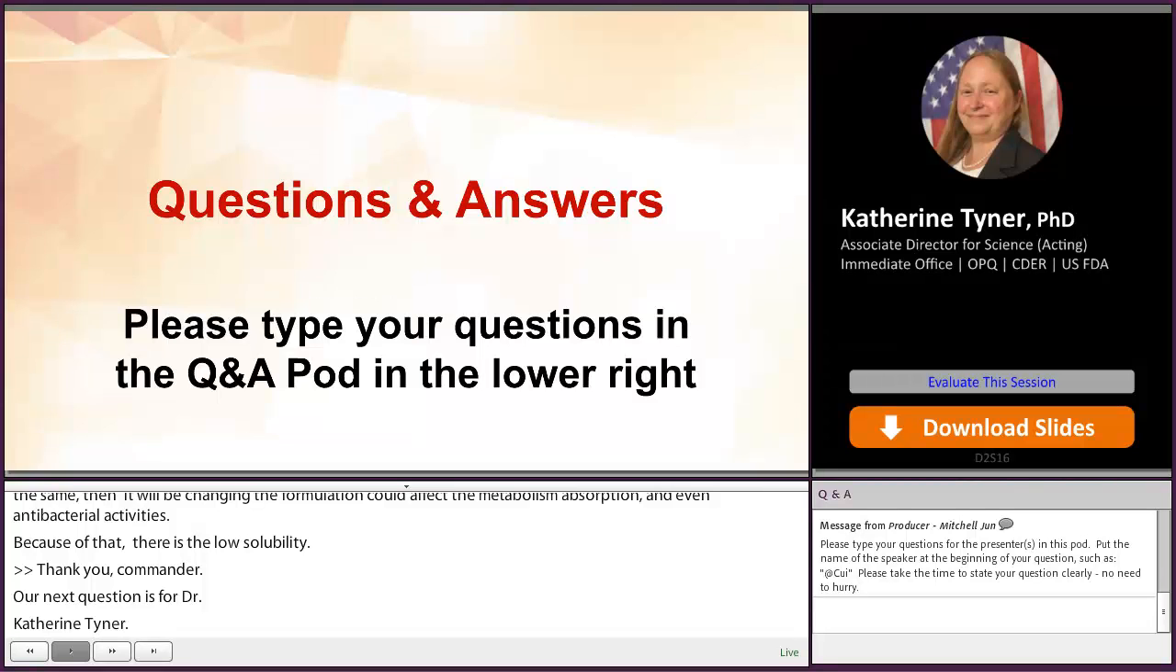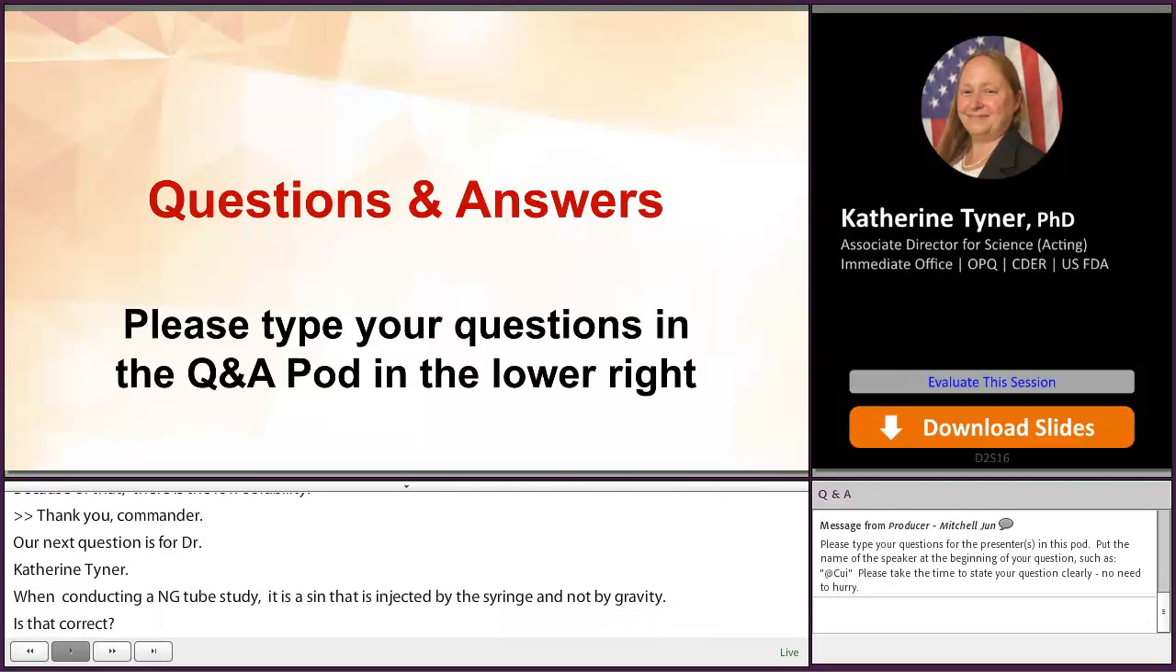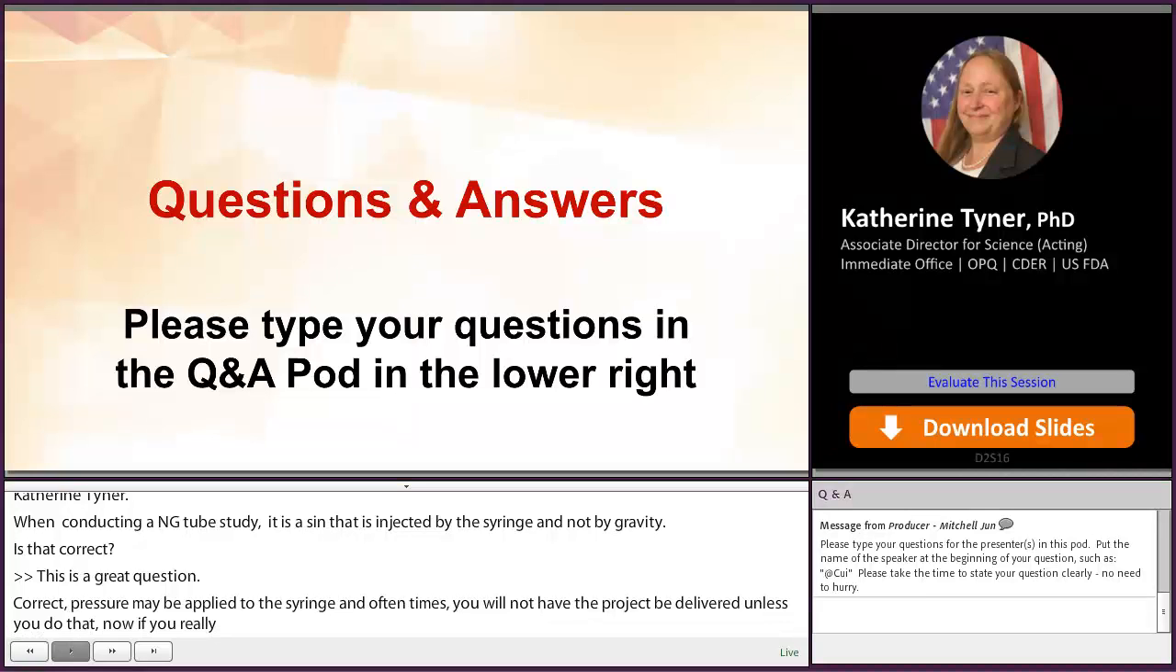This is a great question. So correct, pressure may be applied to the syringe, and oftentimes you're not going to have the product be delivered unless you do that. Now, if you really have to push down on the plunger, that might be indicative that you have a clog or something else going on.